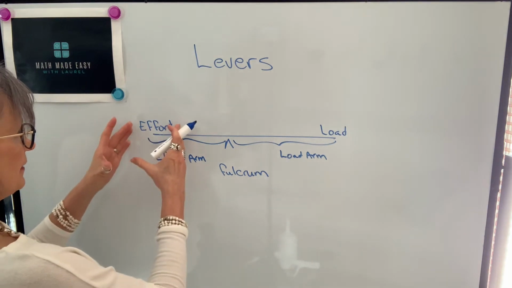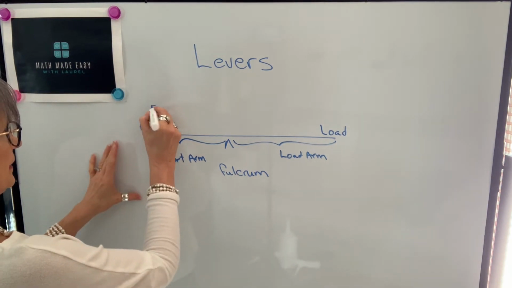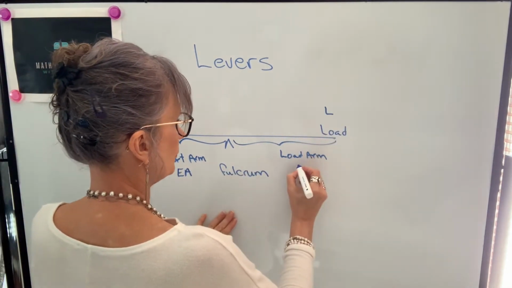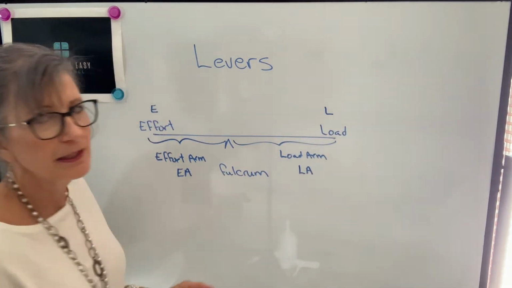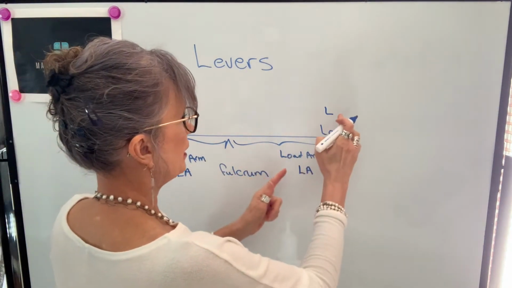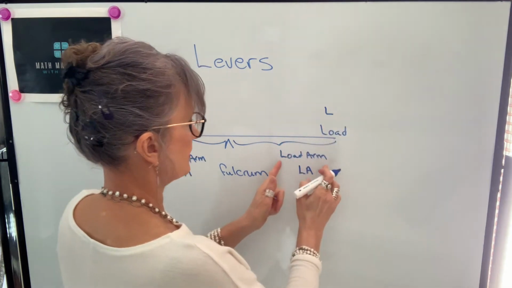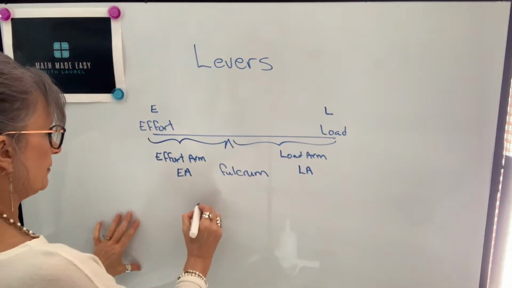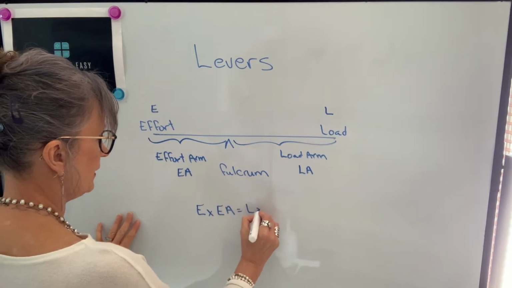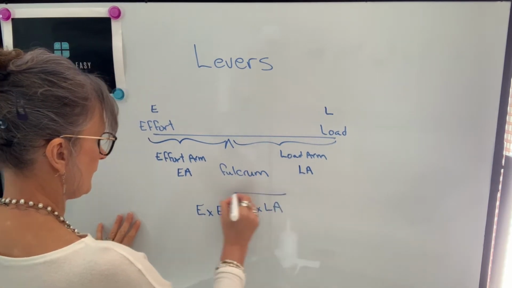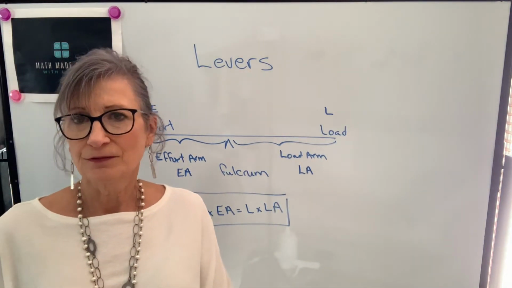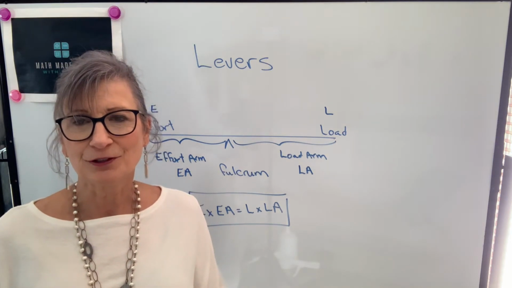So in this case, if I call effort E and effort arm EA, and I call load L and load arm LA, the product of the effort and its distance to the fulcrum will equal the product of the load and its distance to the fulcrum. So that formula can be written like this: effort times effort arm equals load times load arm. That relationship is going to be true whether it's a first class, second class, or third class of lever.